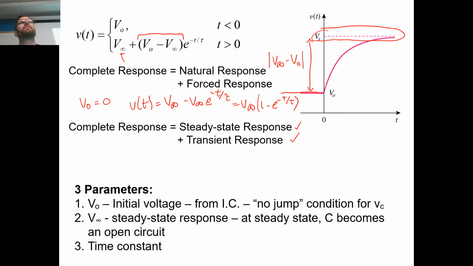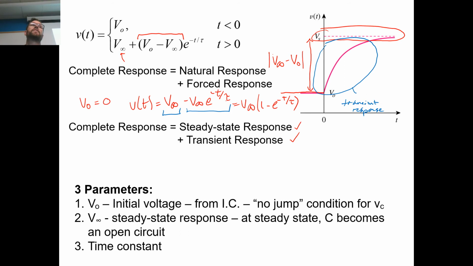Transient response. Have you guys heard of the word transient before? Or like transient response? It essentially means what happens in a short, brief time between one state and the next. And that's kind of what's going on here. This right here is the transient response. Okay? And so what we're seeing here is the transient response. That's actually the natural response. And you add on the steady state conditions, and that's the complete response.